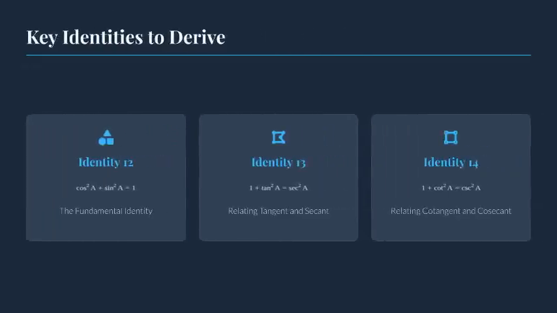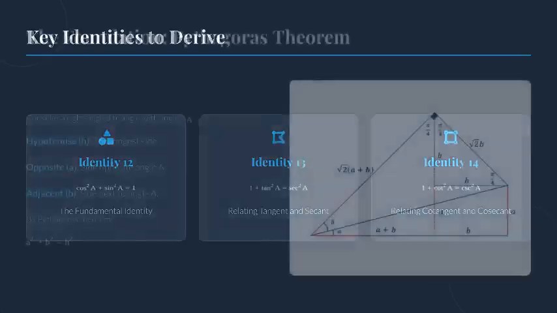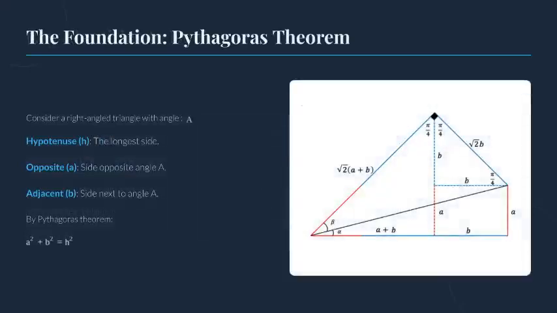We will derive three key identities: the fundamental identity, which relates sine and cosine, and two others relating tangent and secant, and cotangent and cosecant. Start with the foundation, the Pythagoras theorem. Consider a right-angled triangle with sides a, b, and hypotenuse h. The theorem states that a squared plus b squared equals h squared.